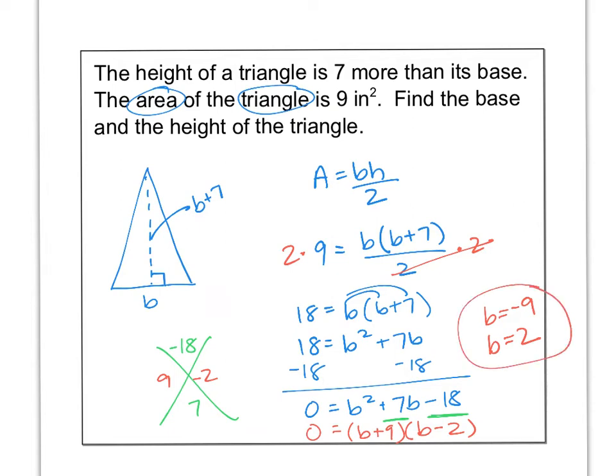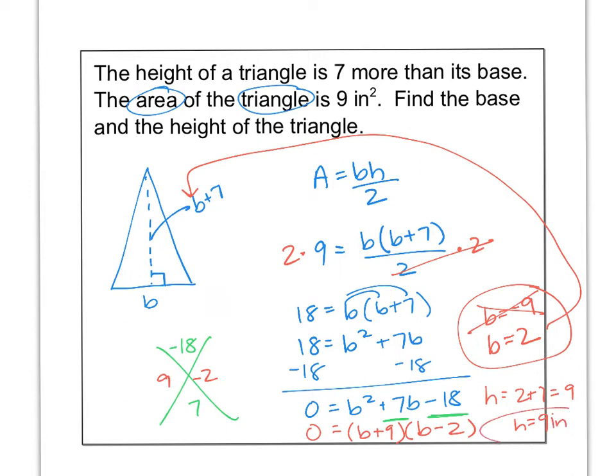Now, do both of these make sense for the length of the base of a triangle? I would say no. You're never going to have a negative base. So in this case, our base of our triangle is going to be 2. And then to get your height, just take your 2 and plug it in. So the height is going to be 2 plus 7, which is 9. And it's inches and inches. That was a tricky one, definitely with the factoring in there.